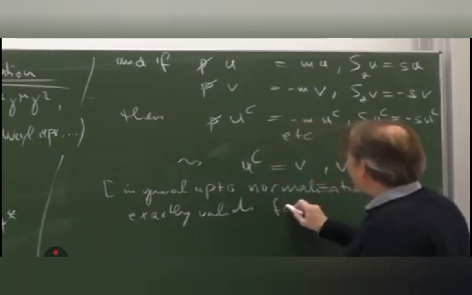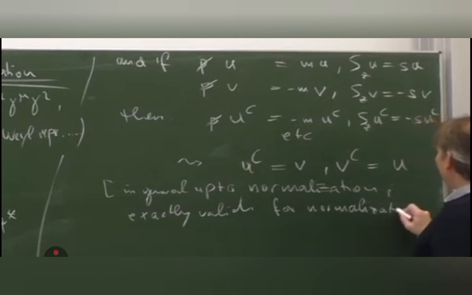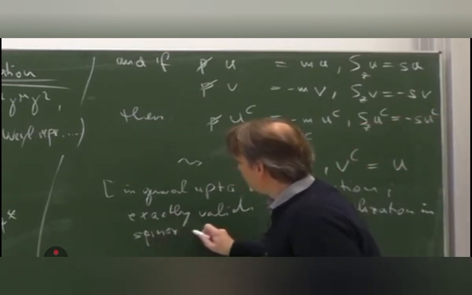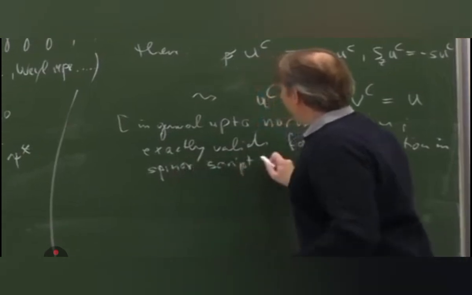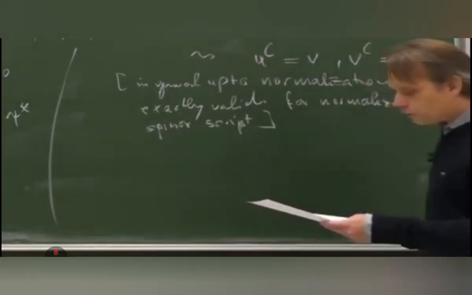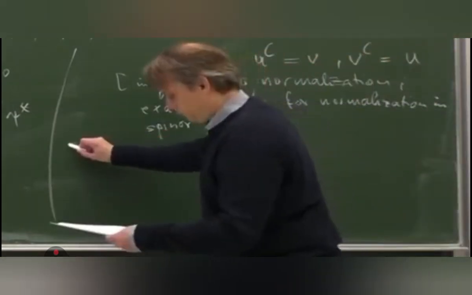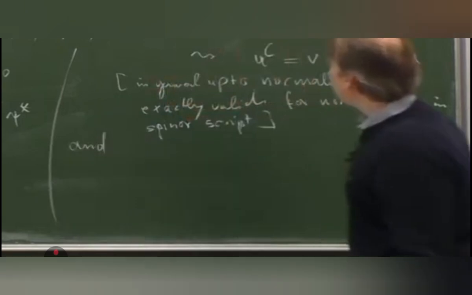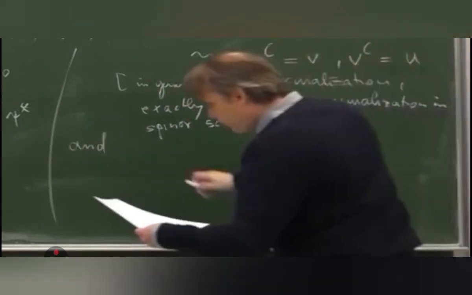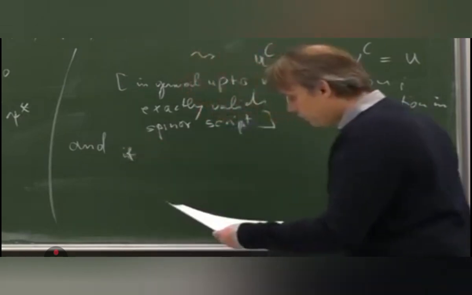For the normalization in the spinor script, which is of course also the normalization that we have always chosen here, and using these equalities here, U^C becomes V, V^C becomes U. You can now look at the final equality.